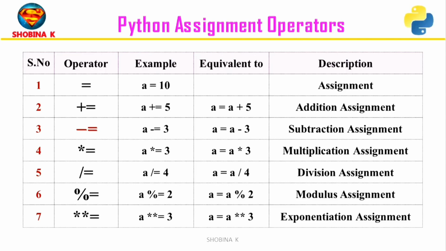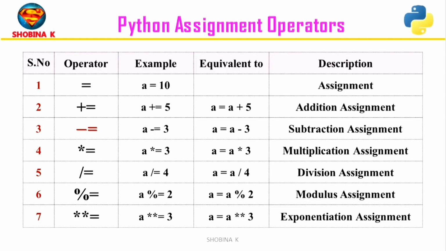Next up, subtraction assignment operator. This operator is a shorthand way of subtracting a value from a variable and then updating the variable with the result. A -= 3 is equivalent to A = A - 3. And then we have multiplication assignment operator. This operator is a concise way of multiplying a variable by a value and updating the variable with the result. A *= 3 is equivalent to A = A * 3.